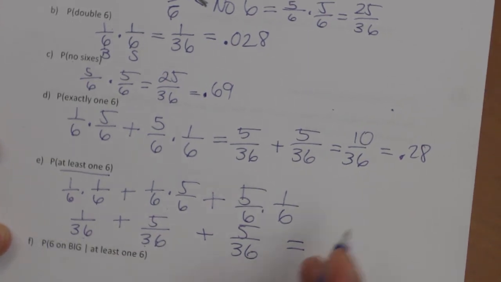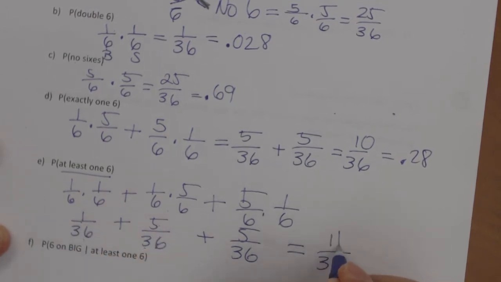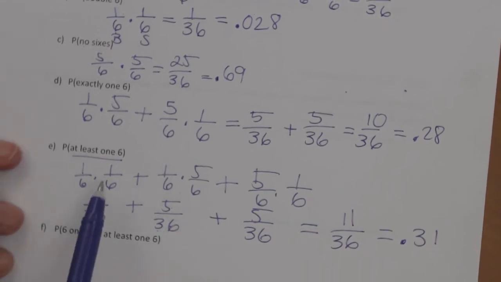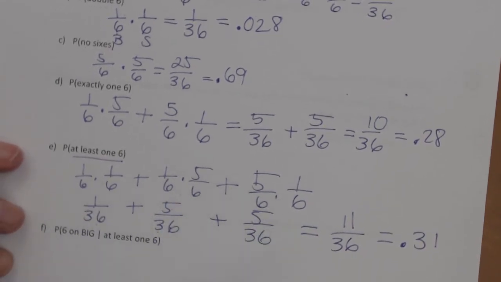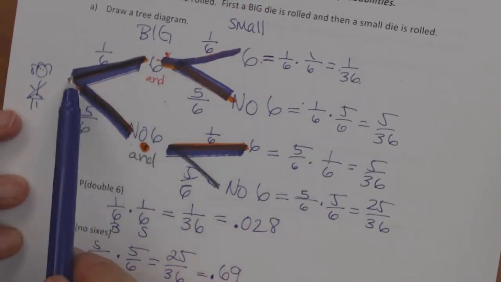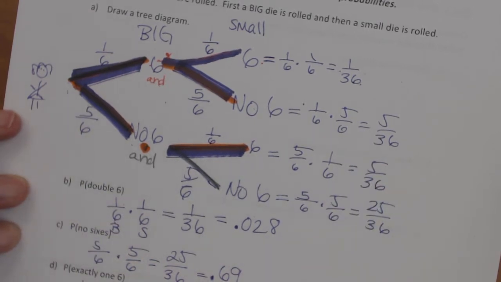Now, because I have common denominators, I can keep that common denominator and add the numerators. 1 plus 5 plus 5 is 11. 11 out of 36 is 0.31. So I have about a 31% chance. So let's just look. I have 1, 2, 3 pathways that I could have taken to get at least one. This was my first pathway, this was my second pathway, and this was my third pathway.